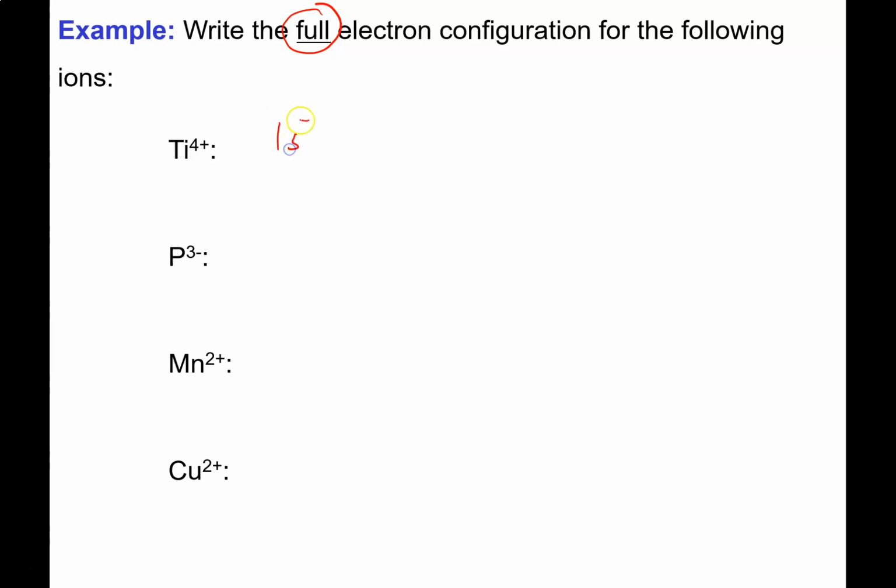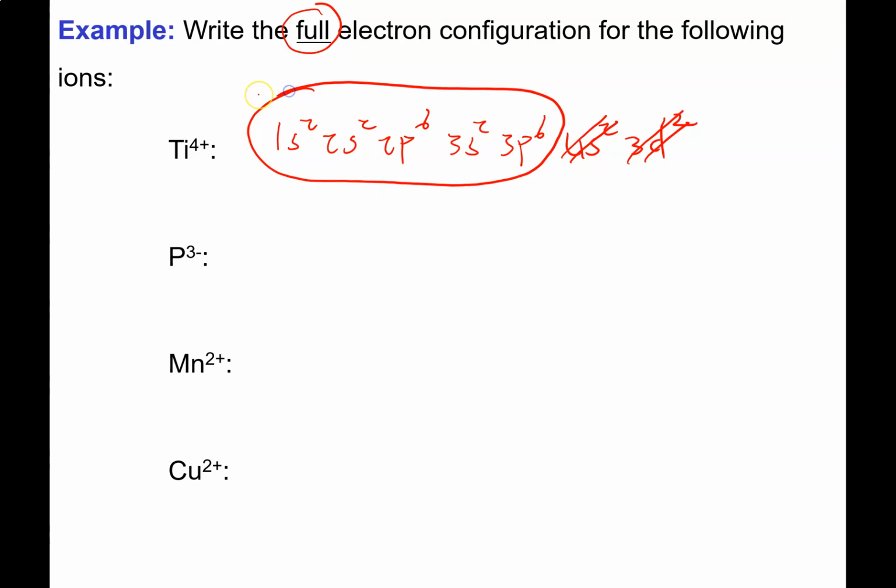So it's going to go 1s2, 2s2, 2p6, 3s2, 3p6, 4s2, 3d2. And now I want to do titanium 4+. So I'm going to take 2 electrons from there, and then I'm going to take another 2 electrons from there, and that's my electron configuration for the ion.